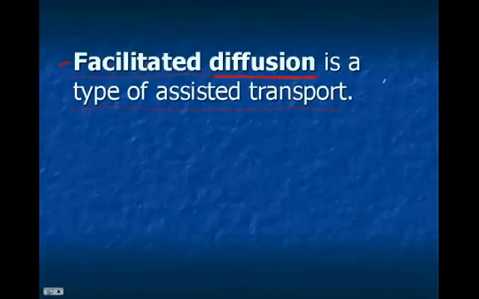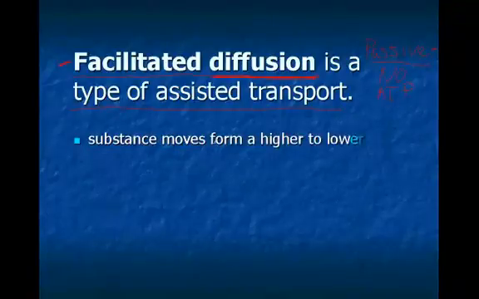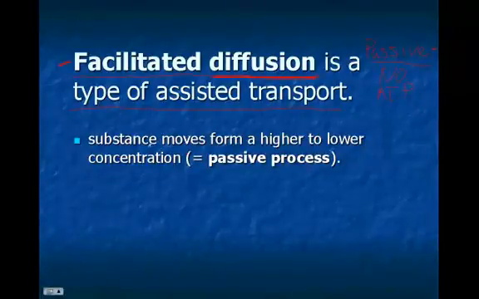So, is ATP required? No. No ATP is required here, and because of that, this is a passive process. It's an example of passive transport. Again, this is where substances are still moving from a high concentration down their concentration gradient to where they're in a lower concentration, and that's a passive process.